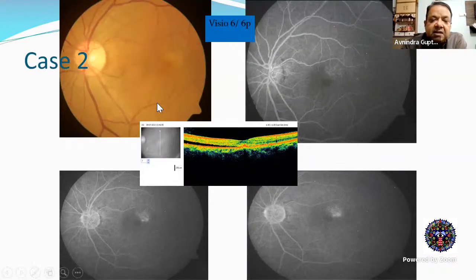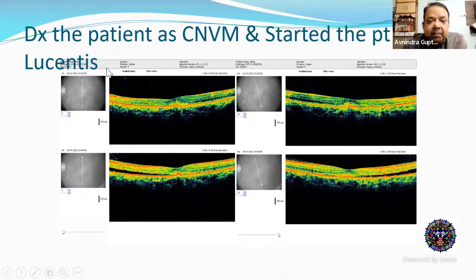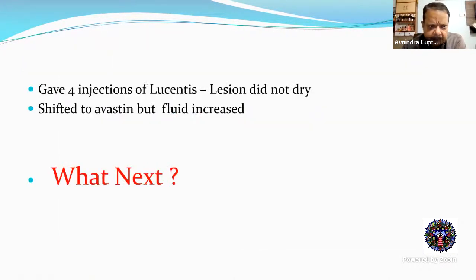We started this patient around 2011. The patient came with SRF with a yellowish white lesion temporal to the macula. We did a fluorescein angiography, and it appeared that this was a patient with occult CNV. We gave multiple injections of Lucentis. Each time the vision of the patient was 6/6, and each time the fluid used to decrease. After 4 to 5 injections, the fluid stopped responding to anti-VEGF treatment. We gave 4 injections of Lucentis, but the lesion did not dry. We shifted to Avastin.